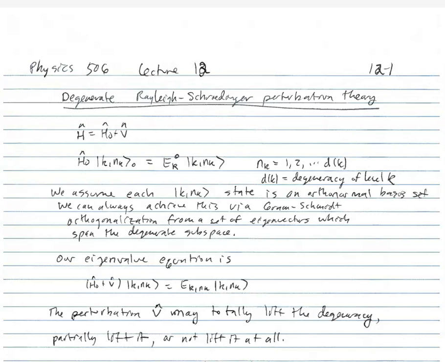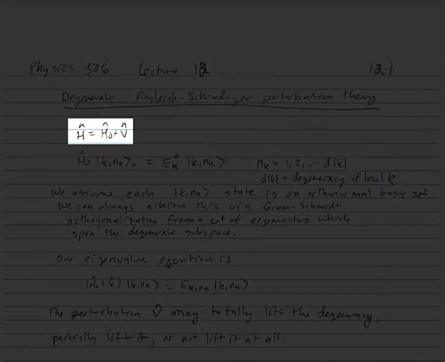Welcome to Lecture 16. This is on degenerate Rayleigh-Schrödinger perturbation theory. This is what happens when we have multiple energy levels that have the same energy eigenvalue as the state that we're trying to perturb. So again, our Hamiltonian is separated into the two terms, the H0 plus V.